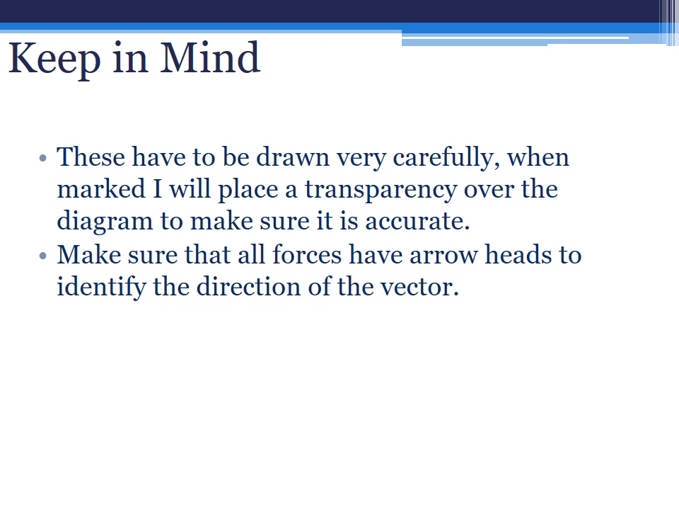Things to keep in mind as you work through this assignment: these have to be drawn very carefully. When marked, I will place a transparency over the diagram to make sure it is accurate. Also, make sure that all forces have arrowheads to identify the direction of the vector. And that brings us to the end of this lesson. You're good to start working on that DN5 assignment.